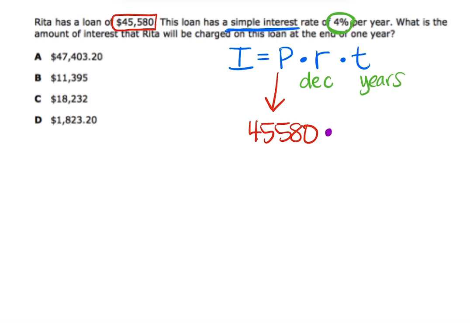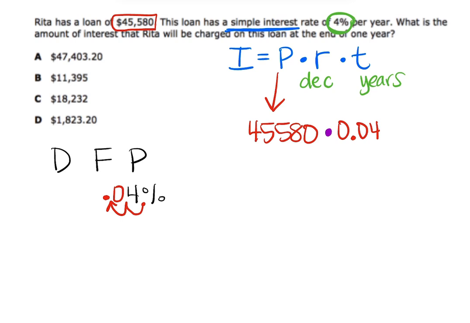I cannot use a percent, so I need to make that into a decimal. 4% goes under percent. My decimal is invisible at the back, so I'm going to hop once, twice. My decimal is now at the front, and I fill my gap with a 0. So my decimal is 0.04. And again, we are multiplying these numbers.